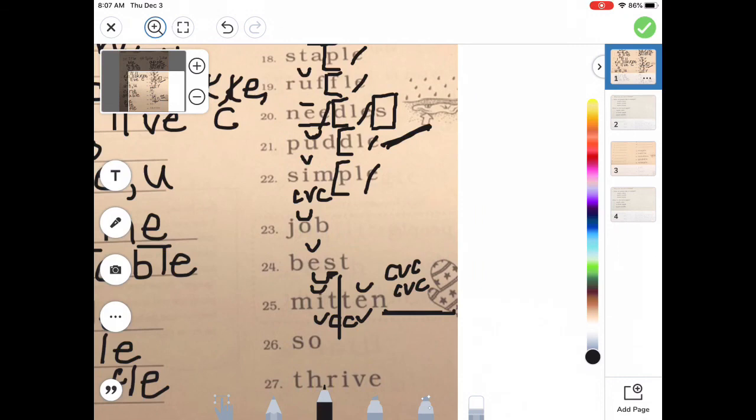On 26, that is so easy to code. Where's our vowel? That's right, it's O. It's got nothing behind it, so we're going to add that macron on top, and so now we have O.